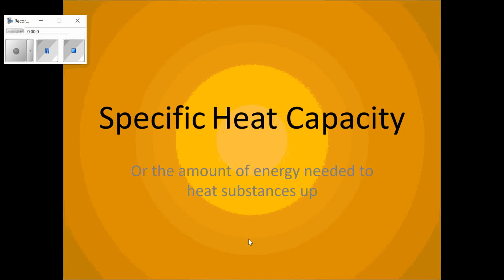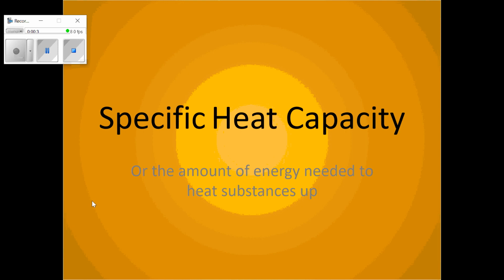Hi everyone, here is a specific heat capacity video. We will be looking at the specific heat capacity as well as the quantity of thermal energy, referred to as Q, and we will use the equation to find the amount of energy it requires to raise the temperature, or the energy released for a change in temperature, of certain substances.